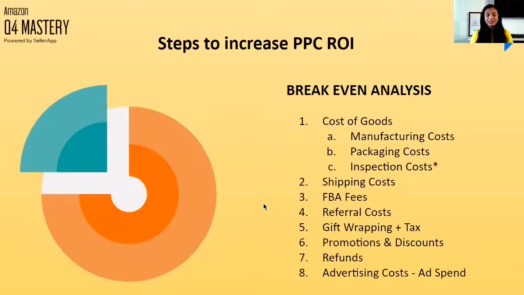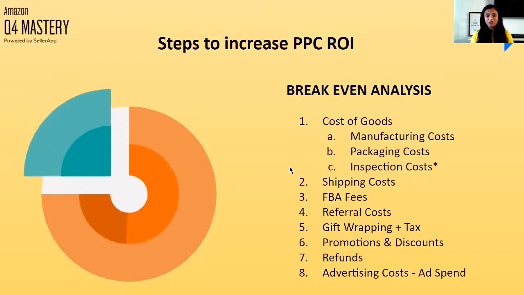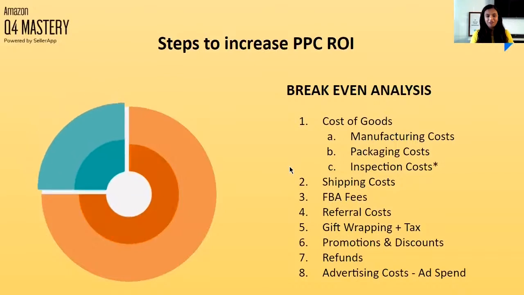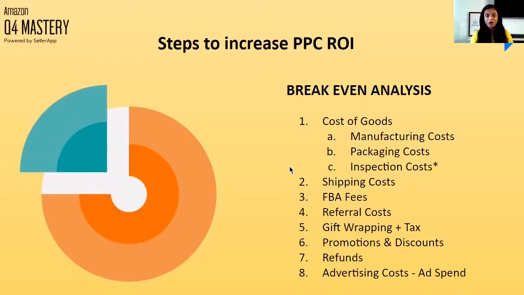The break-even analysis for most sellers includes the following 8 factors: the cost of goods, that is the manufacturing and the packaging costs. Most sellers go through a third-party inspector, which incurs the inspection cost. Then comes the shipping cost from the manufacturer to Amazon's FBA warehouses. Once it reaches Amazon's FBA warehouses, then you have the FBA fees and the referral cost for each product unit.